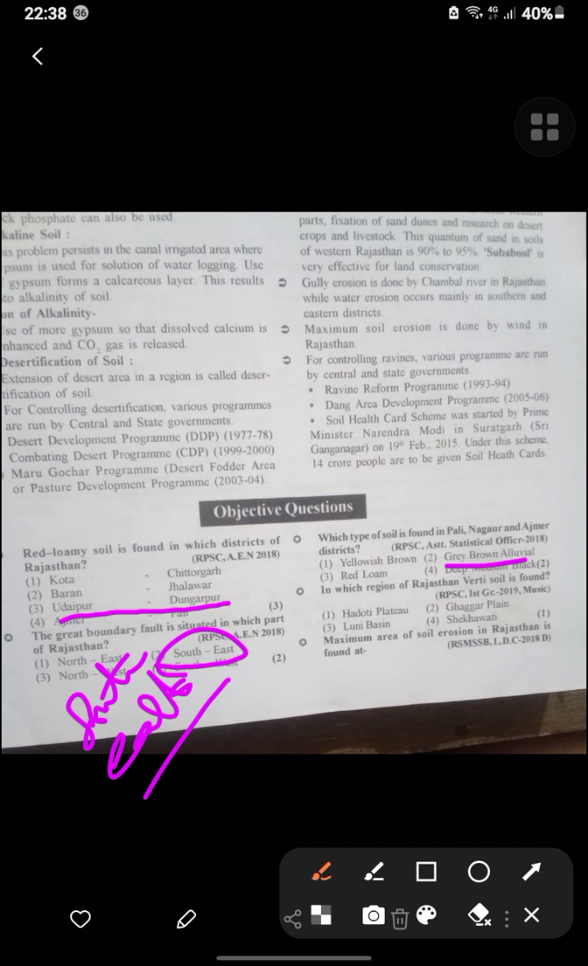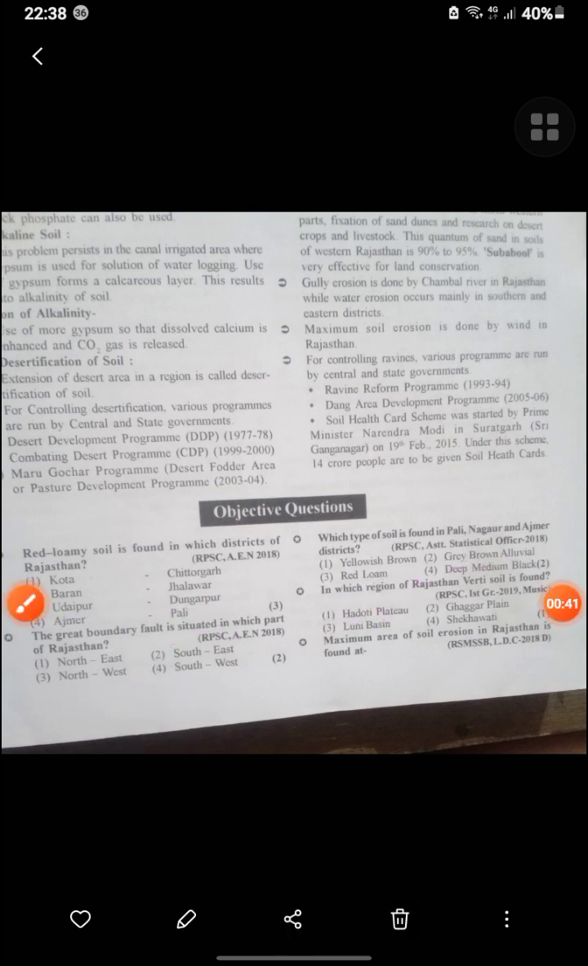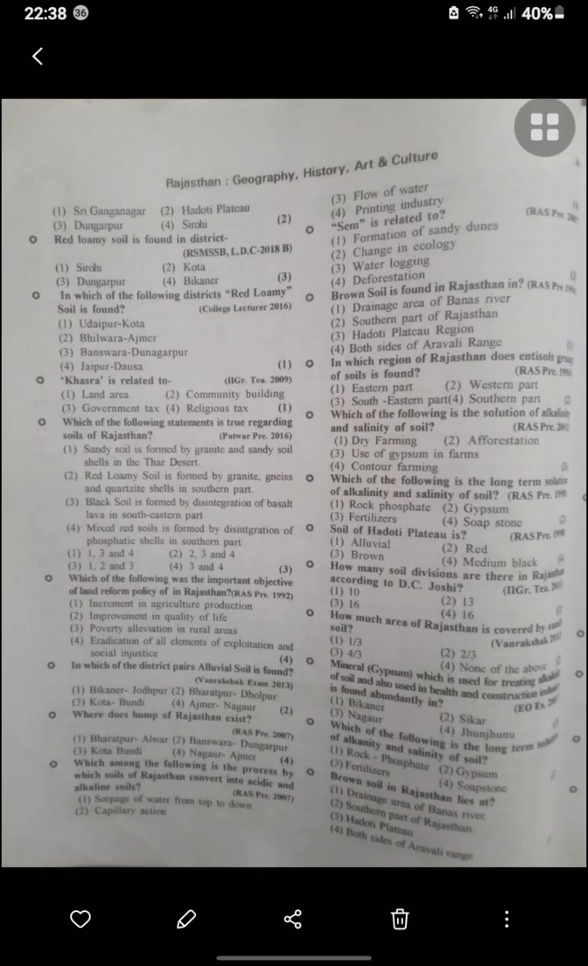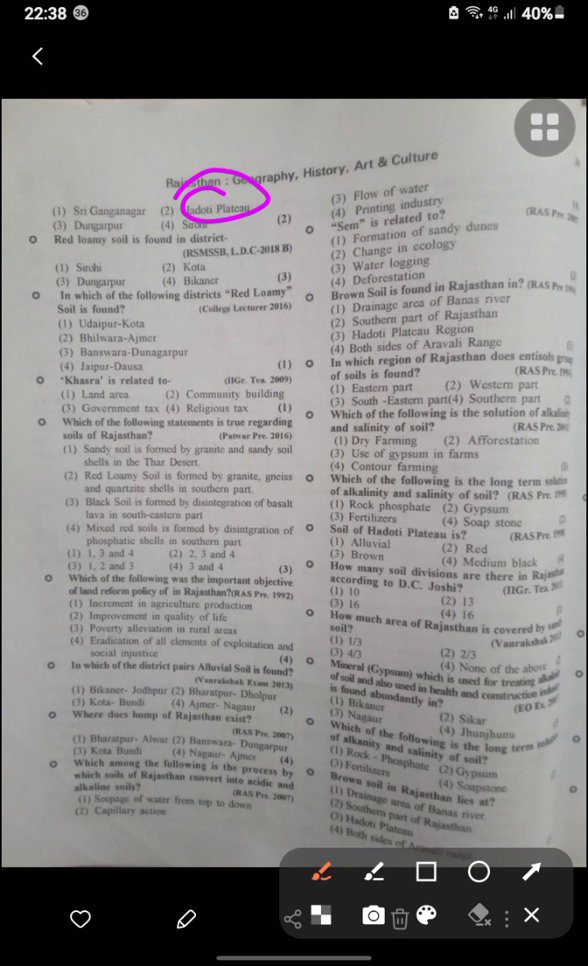In which region of Rajasthan is Verti soil found? That is the Hadoti region. The maximum area of soil erosion is found in the Hadoti region. Red loamy soil is found in Dungarpur. And in which district is red loamy soil found? That is Udaipur and Kota. And Khasra is related to land area.